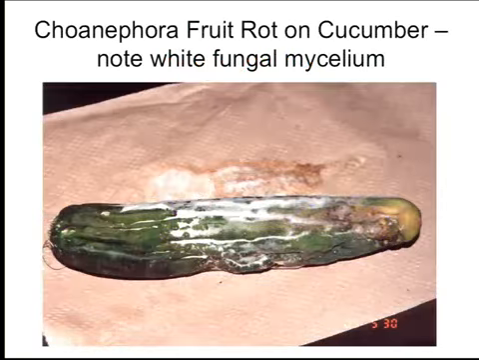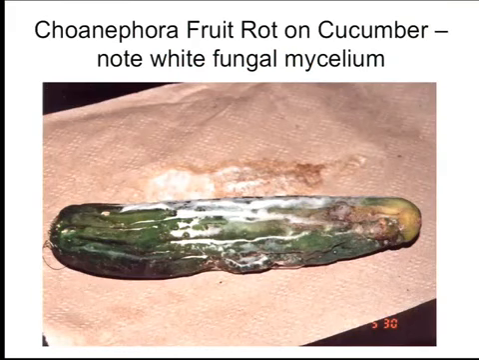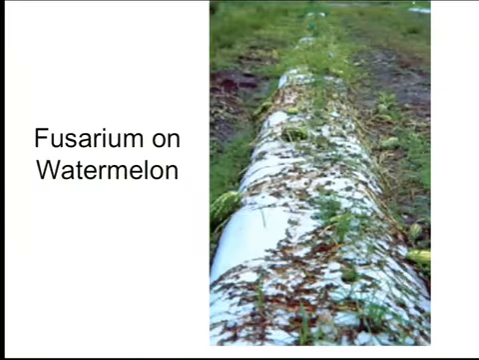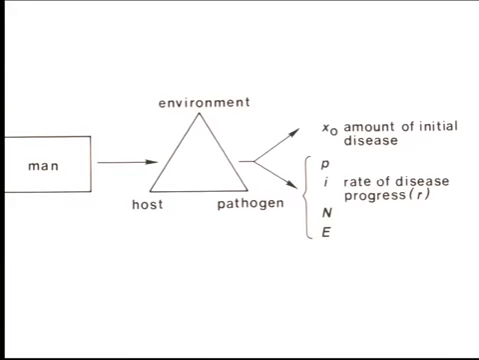Here you have a cucumber affected by a fungus. Fusarium. That's another fungus that attacks crops and basically decimates watermelons in this case. And again, you have to have the environment that is favorable, the host that is susceptible, and the pathogen that is virulent in order for you to have a disease.